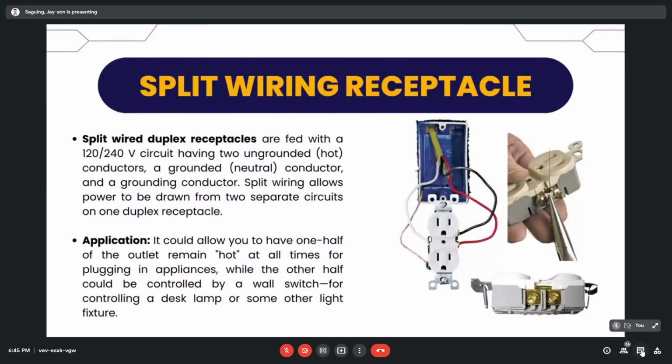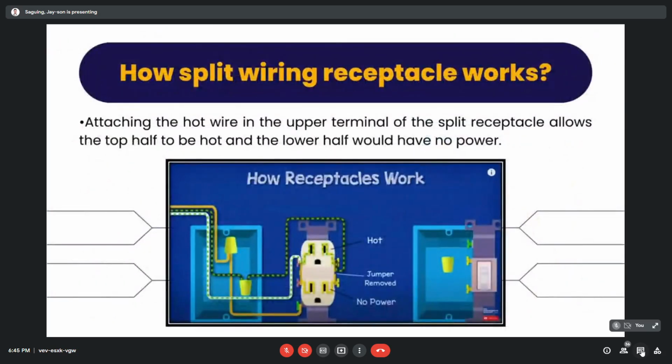So for the next slide, I am going to discuss how split wiring receptacle works. So attaching the hot wire in the upper terminal of the split receptacle allows the top half to be hot and the lower half would have no power.